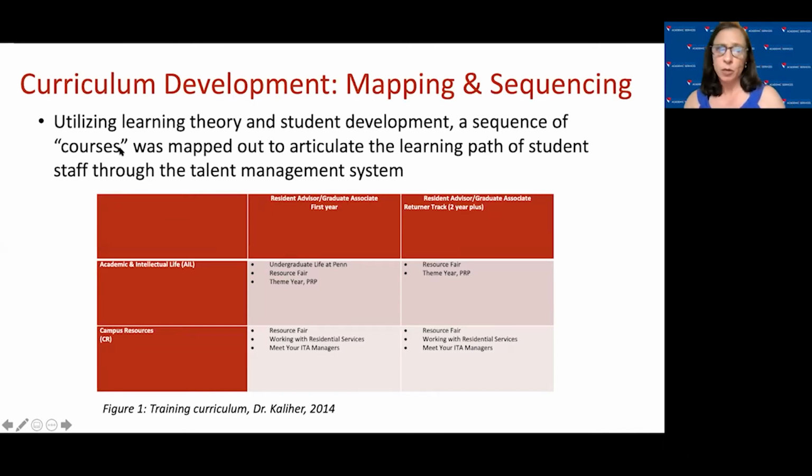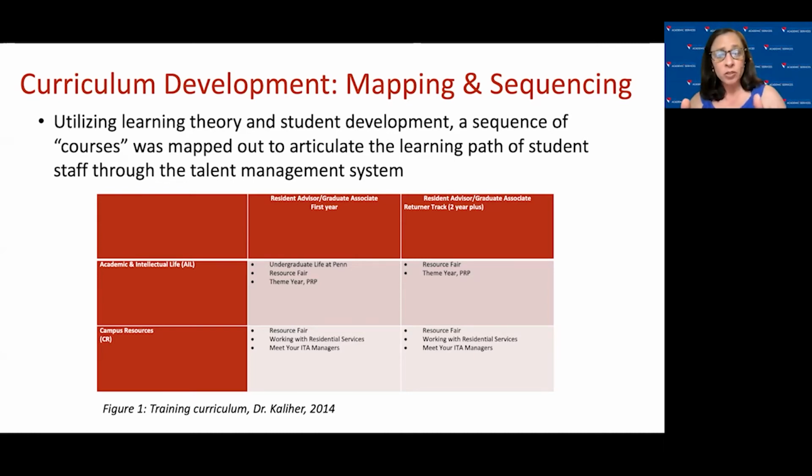So here's the mapping and sequence. So utilizing the learning theory and student development foundation, we have a sequence of courses that are mapped out to articulate the learning path of a student staff going through the training management system, right? And so, and critically, what we would like to get to is that at the conclusion of being an RA, they can leave with what we would call a syllabus, right? And say, I had completed and taken this. And by doing this, I had this knowledge, boom, boom, boom. That's our aspiration. We're trying to get there. COVID kind of put a stop on a lot of our processes, but we're excited to be able to come back and revamp it up.